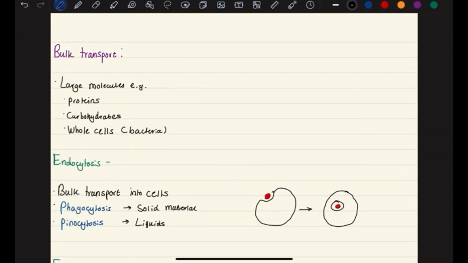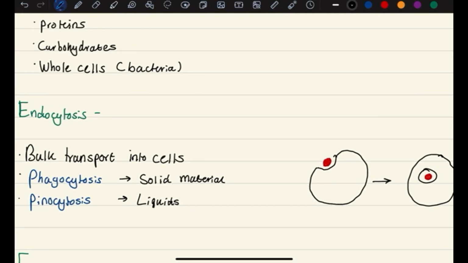Okay, so bulk transport. This is the final one we got to talk about. But bulk transport is when we have a large molecule. We have a lot of molecules, yeah? Protein, carbohydrate, for example, if it's a bacteria, a whole cell, yeah? We need to be able to get that either into our cell or we need to get rid of it, yeah? So let's talk endocytosis now. Endocytosis is the process by which we have bulk transport into the cell.